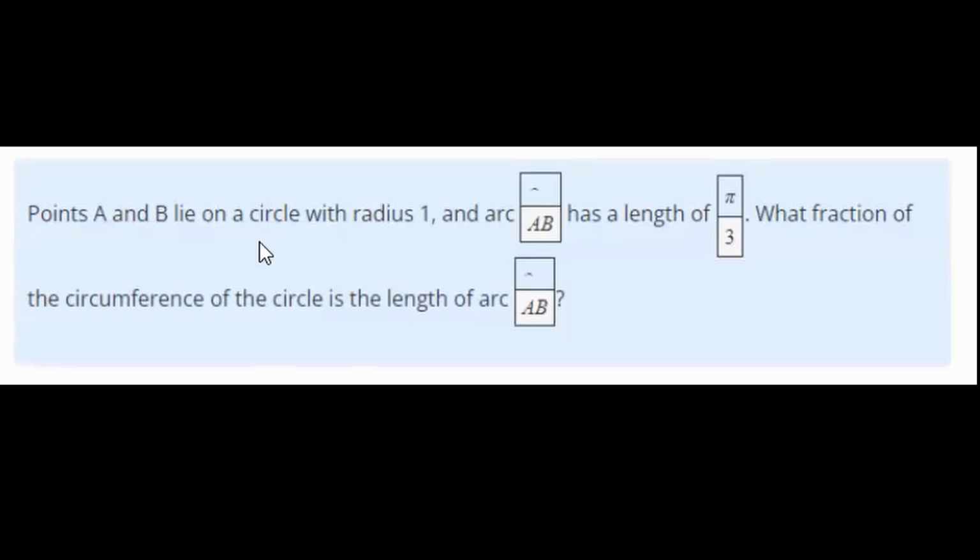Points A and B lie on a circle with radius r. Arc AB has a length of pi over 3. What fraction of the circumference of the circle is the length of arc AB? Let me show you how I solved it.